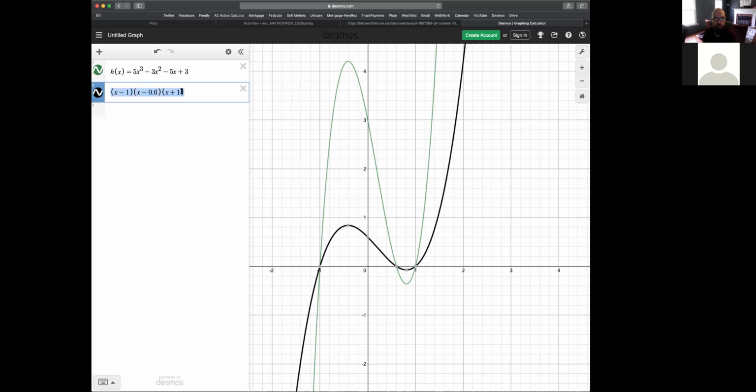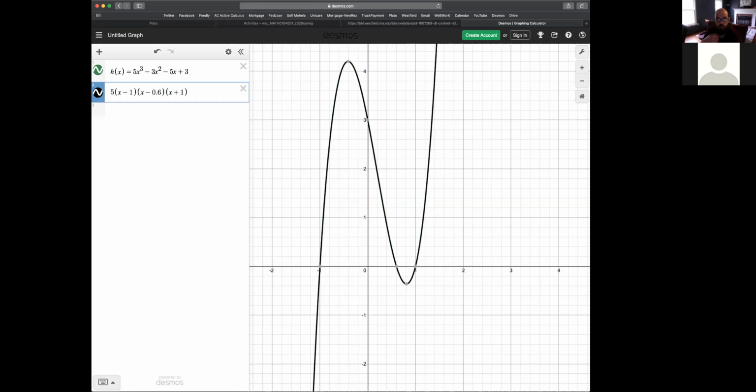When I multiply all of these out, what's the leading term of this polynomial going to be? In this one it is 5x cubed. But when I multiply this factored form out, am I going to get 5x cubed? No. What are you going to get? 1x cubed. So I don't want that to be 1x cubed; I really want that to be 5x cubed. So what do you think my coefficient out here should be? 5. Yeah, right.